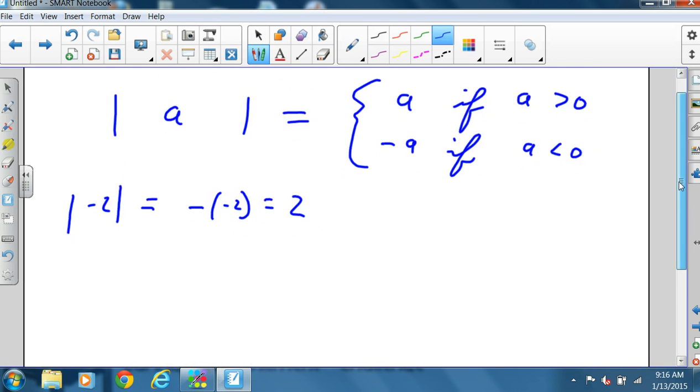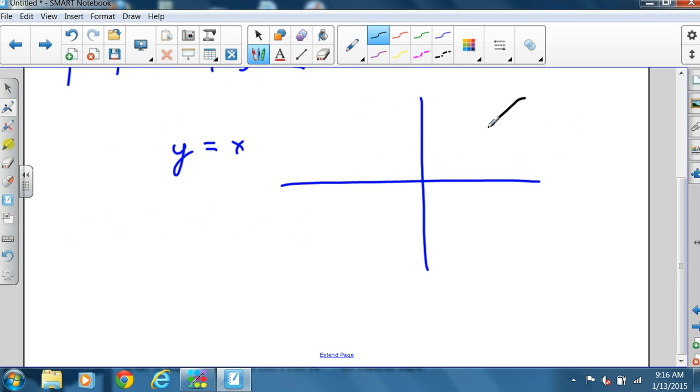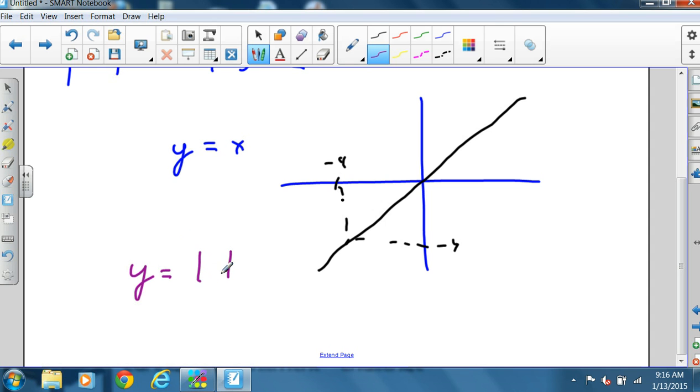All right, so if I look at y is equal to x, and I make a graph of that, boom, there we go. And minus 4 here, minus 4 there. Or if I look at y is equal to the absolute value of x, then I end up having something that looks like that. So when x is negative, my answer becomes positive.